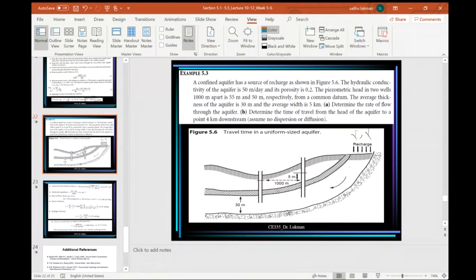Determine the rate of flow through the aquifer and determine the time of travel from the head of the aquifer to a point 4 kilometers downstream. Assume no dispersion or diffusion. Dispersion and diffusion will be explained in the next chapter. They have to do with contaminant transport mechanisms, the different ways by which contaminants can flow.